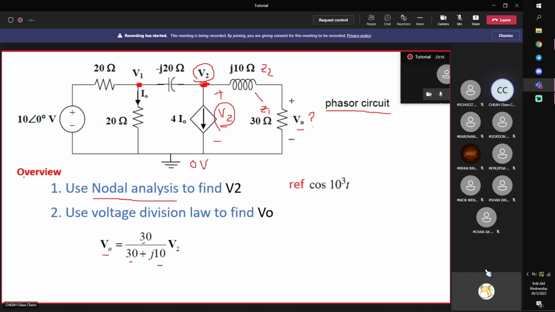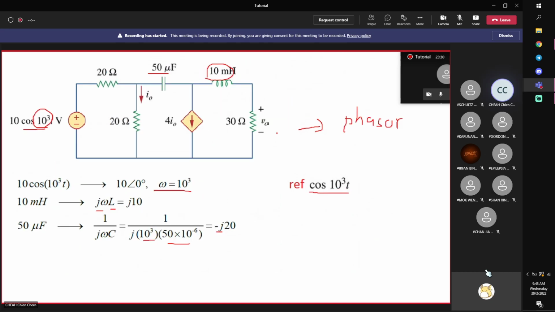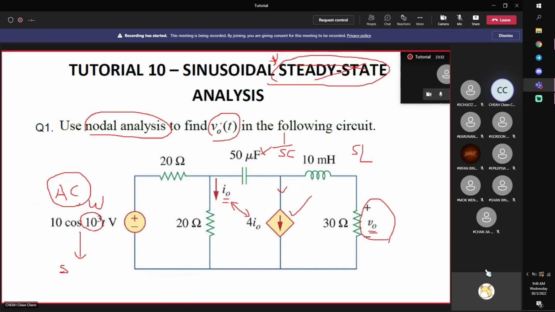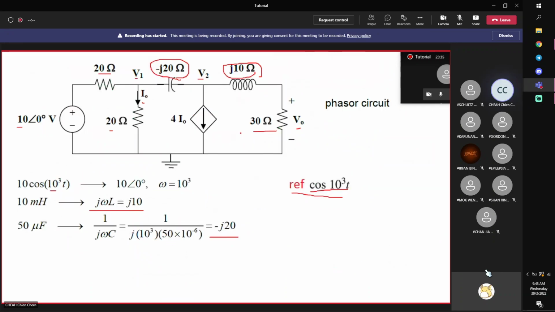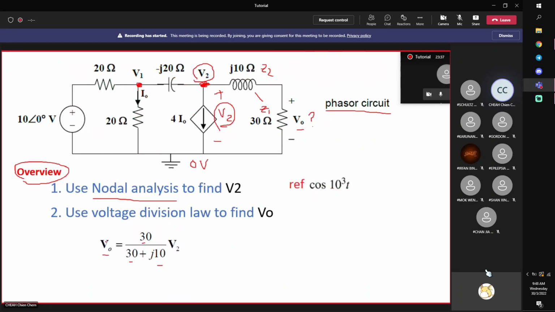So this is my overview. As I said, before you approach the questions, try to have an overview first. Otherwise, you are just randomly trying to solve it, which could be very confusing. This is what I always do. I look at the questions carefully: use what method, find what. And then I organize this way. I'll use nodal analysis to find V1, V2, but I only need V2. I don't need V1 actually, but you need this to solve for V2.